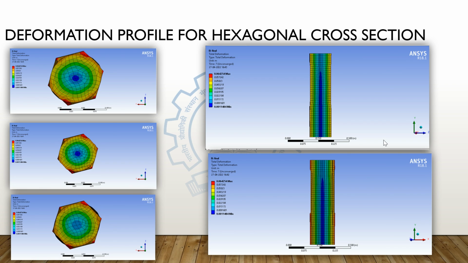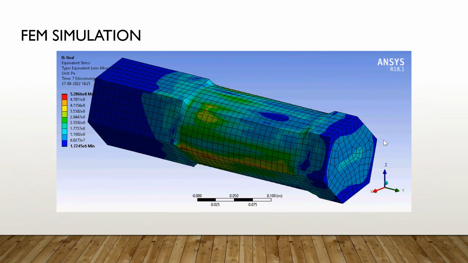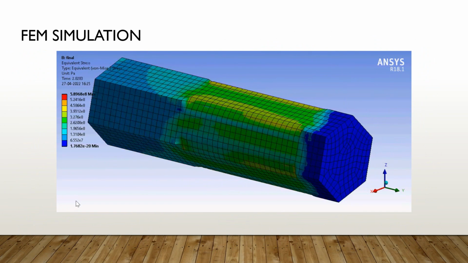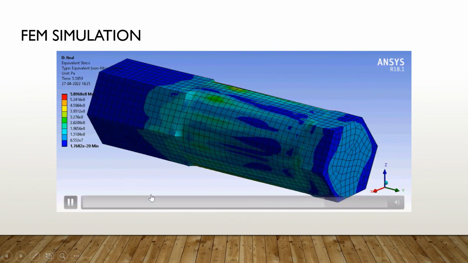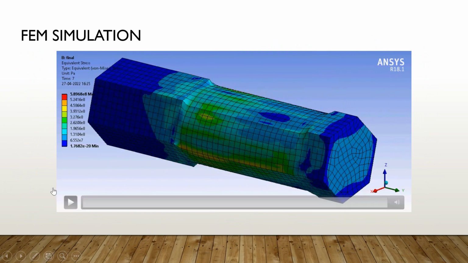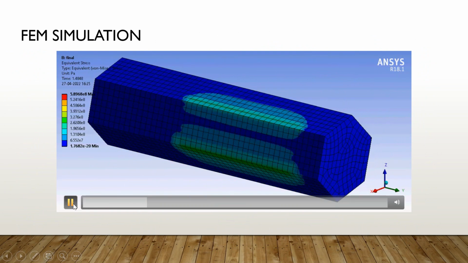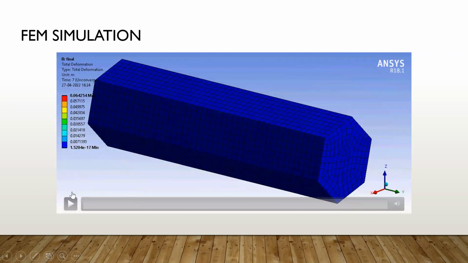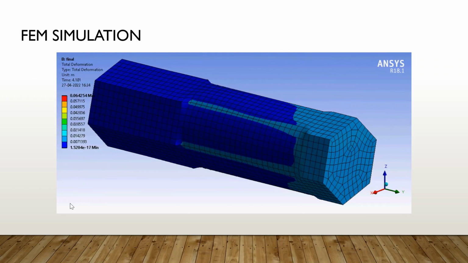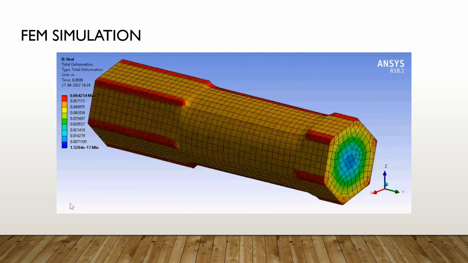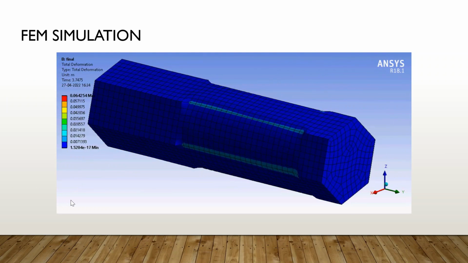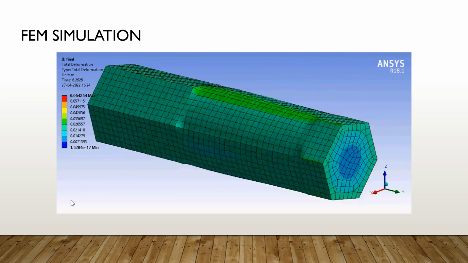Now, if we go to the next slide, we can see the FEM simulation happening. So this is the FEM simulation for equivalent stress. This is how stress is actually developed in the workpiece as dies close upon it. So we see as the dies close upon each other, the stress starts developing, and this is the total deformation. Yeah, so deformation we can clearly see is maximum at the corners, which was expected.